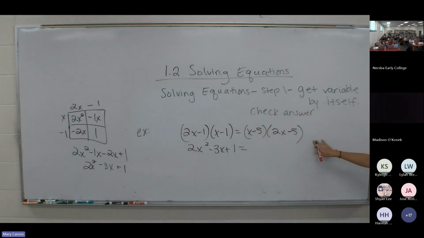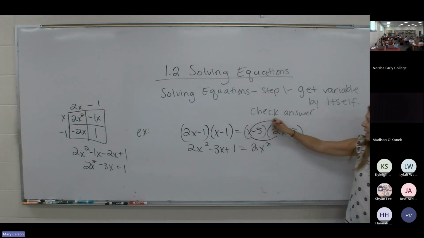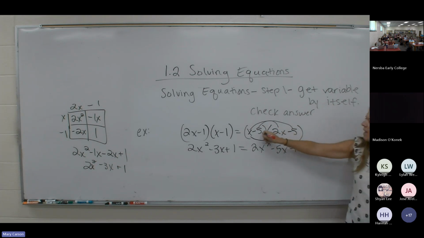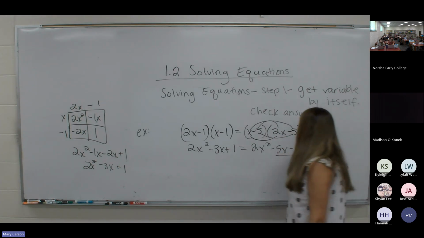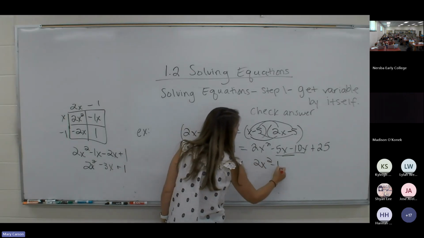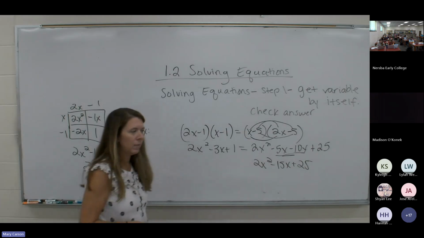All right, this one I'm going to do FOIL. So x times 2x is going to be 2x squared. x times -5 is -5x. -5 times 2x is -10x. And then -5 times -5 is a +25. And then I'm going to combine my like terms in the middle. And so you end up with 2x squared minus 15x plus 25. Did everybody get that?